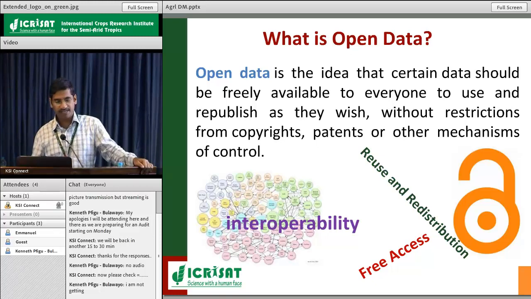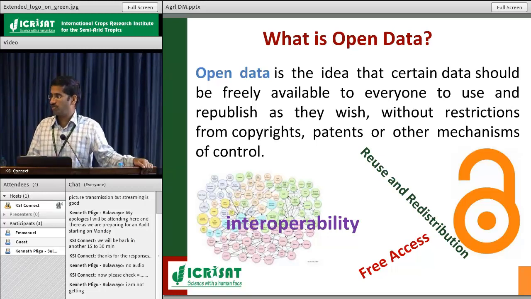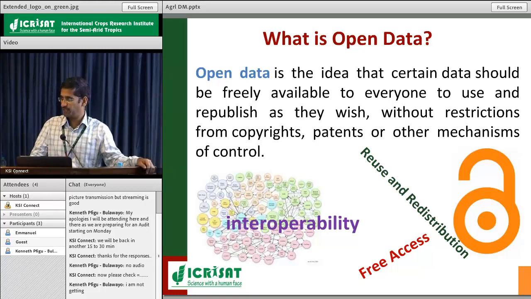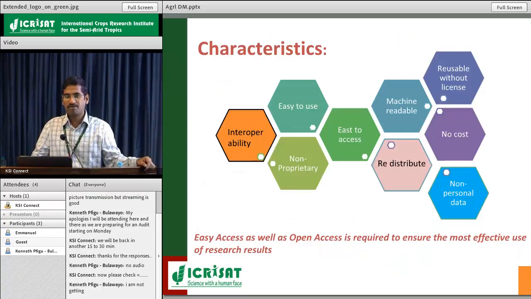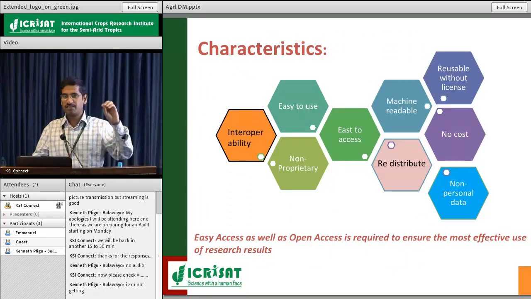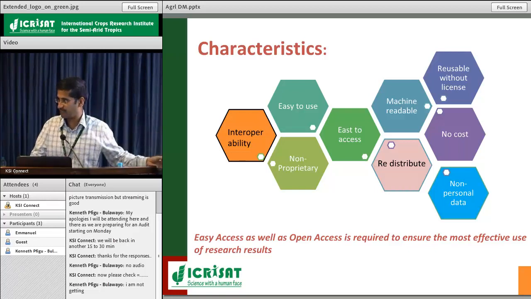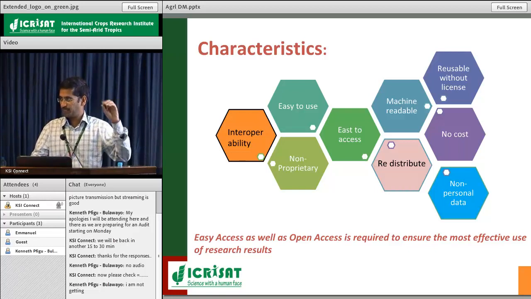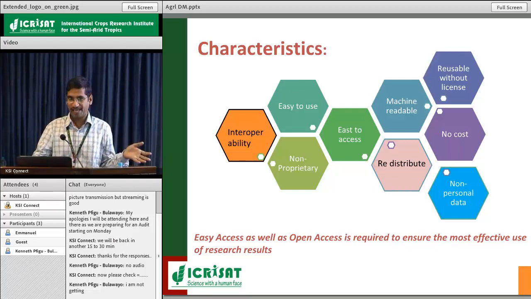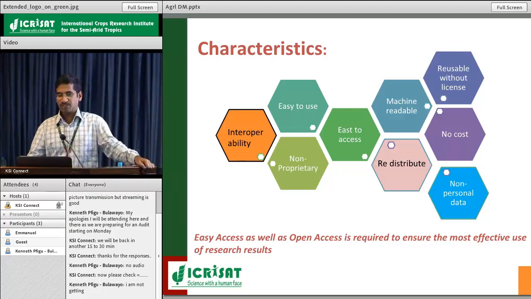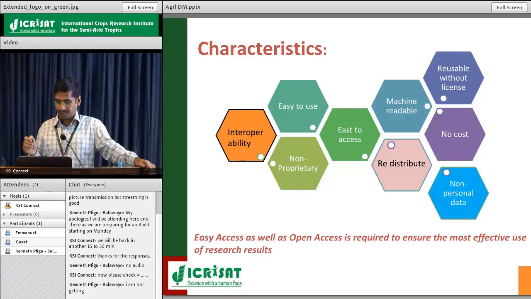Another characteristic is that it should be easy to use. What is the meaning of easy to use? Say Dr. Venkat Rao is generating the data, and he can store it in a way that only he can understand, but other people cannot. Even if we keep that format in the open data repository, even though it is publicly accessible, it won't be of any use. So it should be easy to understand and easy to use.